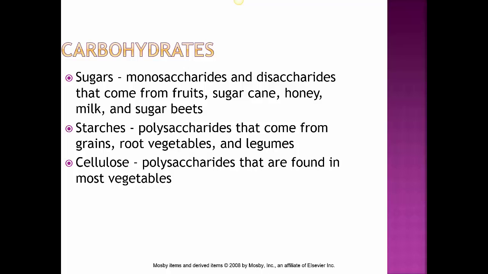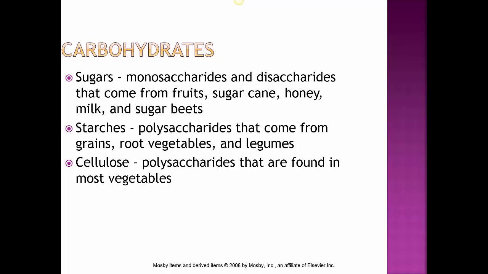So table sugar is actually a disaccharide. It's a combination of glucose and fructose. Or actually, I think it's sucrose and fructose, but either way, it's two simple sugars put together that make your regular table sugar. These are fairly quickly broken down by the body, used up fairly quickly, and very quickly and easily converted to glucose.